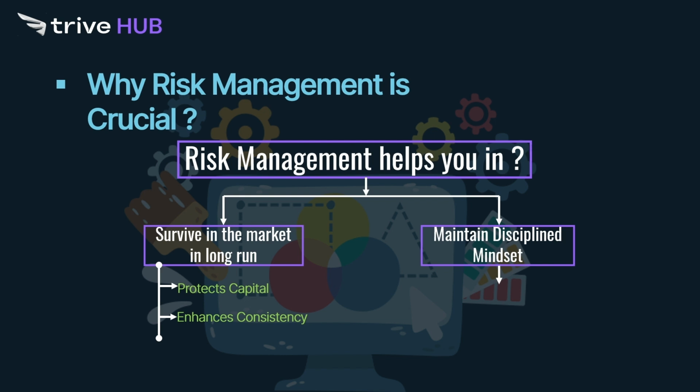It maintains a disciplined mindset. How? Let's see. By improving decision making. When traders know their risk is controlled, they can make their decisions with a clear and focused mindset, free from the fear of catastrophic losses. Risk management allows traders to analyze the market more objectively, making decisions based on data and strategy rather than emotions. It maintains emotional control, and that is where all of the personal problems arise.